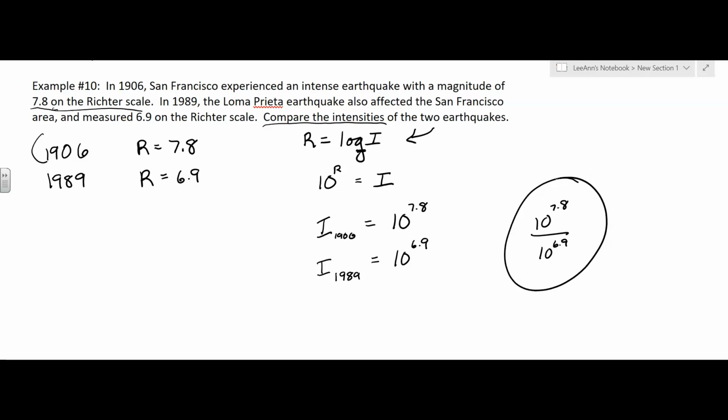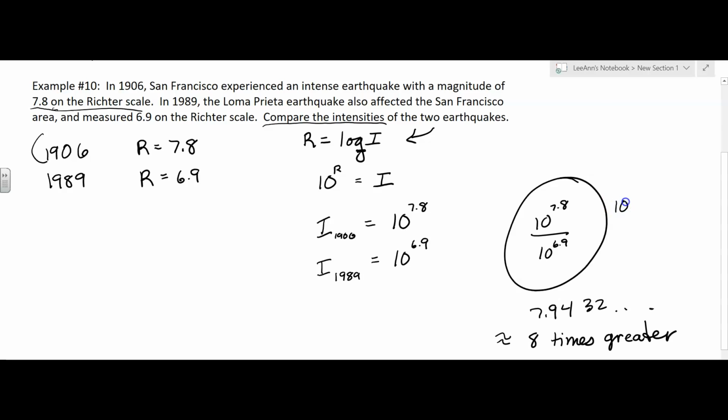And we get 7.943 and it goes on. But so it's about 8 times greater in 1906 than it was in 1989. Okay? So you'll have to put that in your calculator.